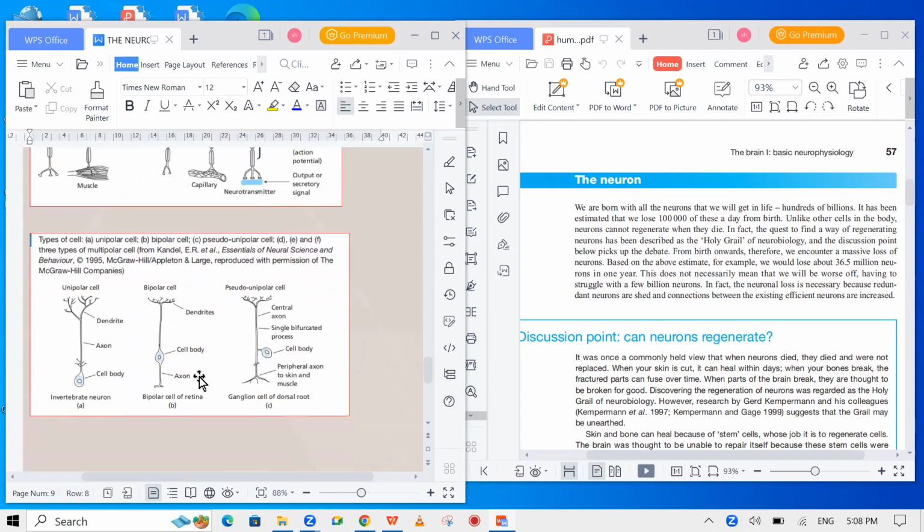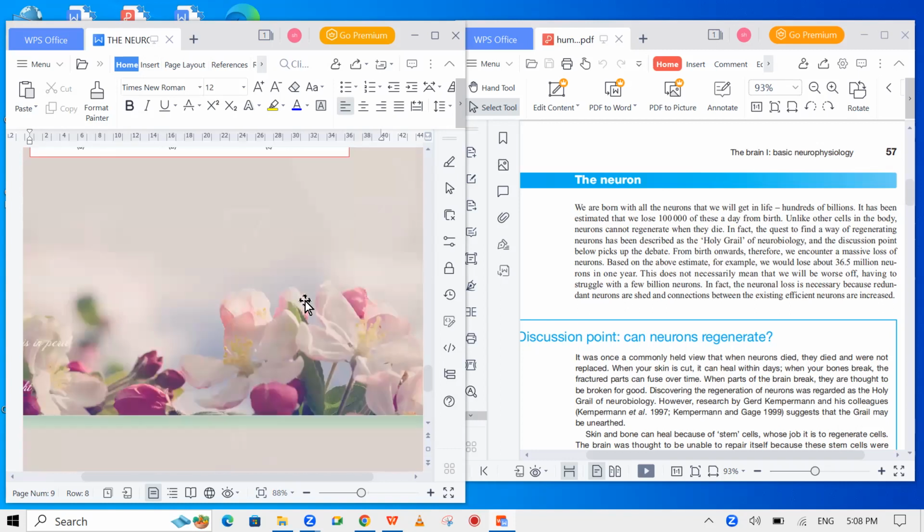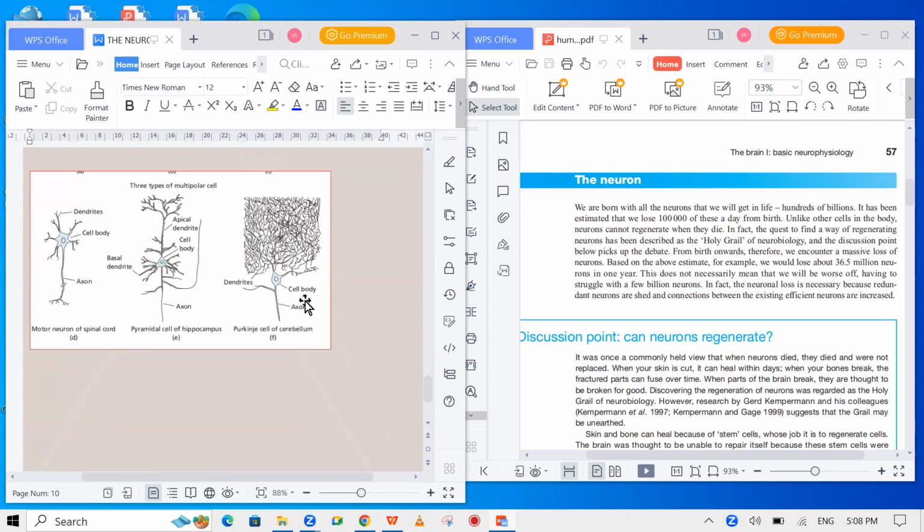There are other neurons also, the invertebrate neurons with the dendrites, axon, the cell body, and the unipolar cells. Then the bipolar cell of the retina. They have bipolar cells. At the end, you can see the dendrites. And the pseudo-unipolar, they have a central axon, cell body, etc. Yet another kind of neurons are the motor neurons of the spinal cord. Then the pyramidal cell of the hippocampus. And in the end is the Purkinje cell of the cerebellum.